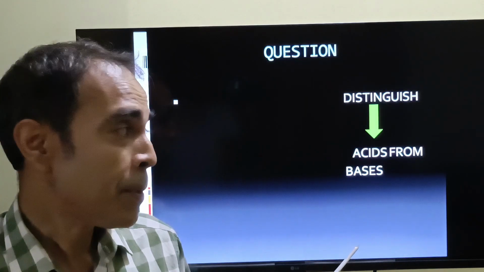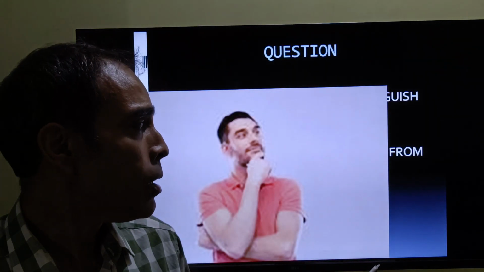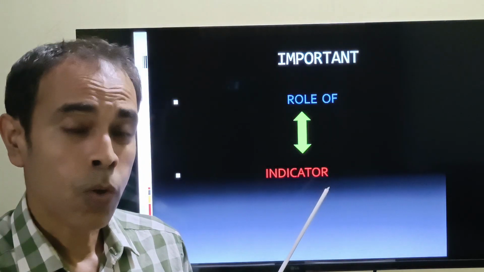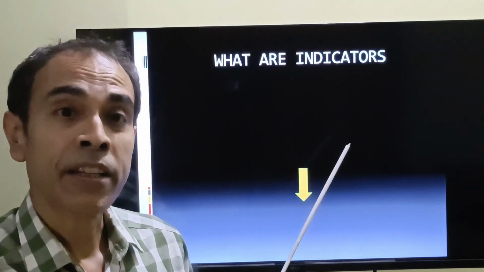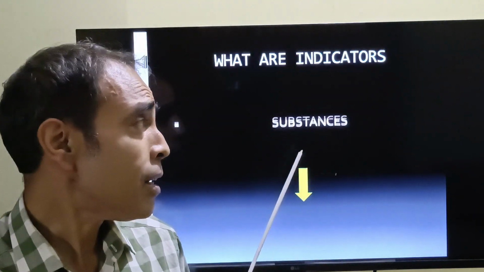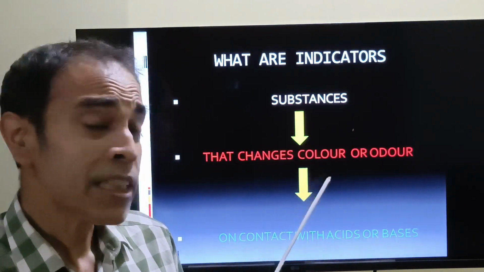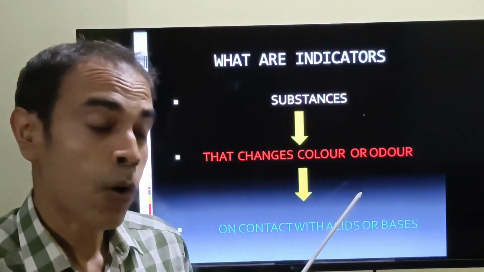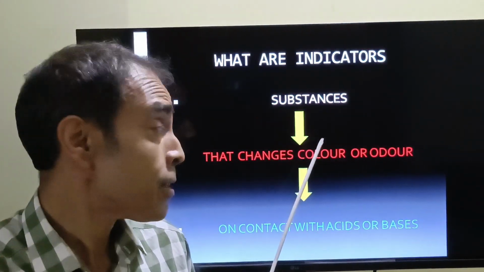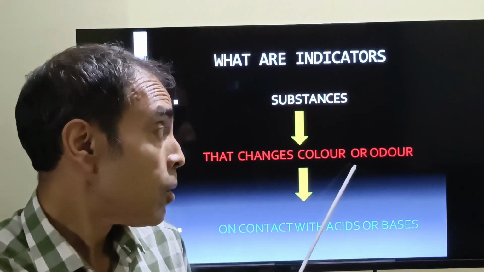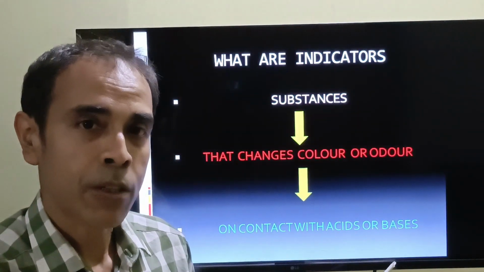acids from bases. This brings us to today's discussion on the role of indicators. So let's go deep into these concepts. What are indicators? Indicators are substances that change color or odor on contact with acids or bases. So three things to be known: they are substances, they change color or odor, and they do so on contact with acids and bases.